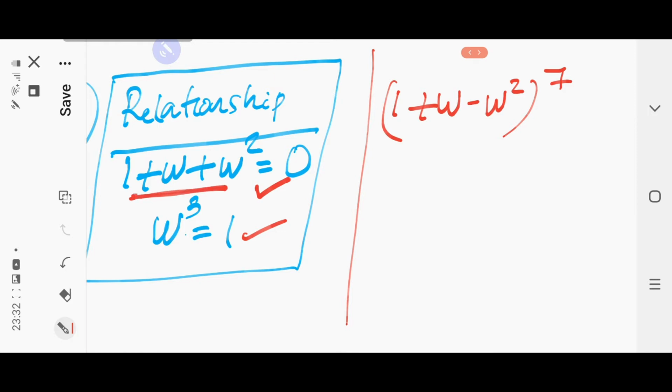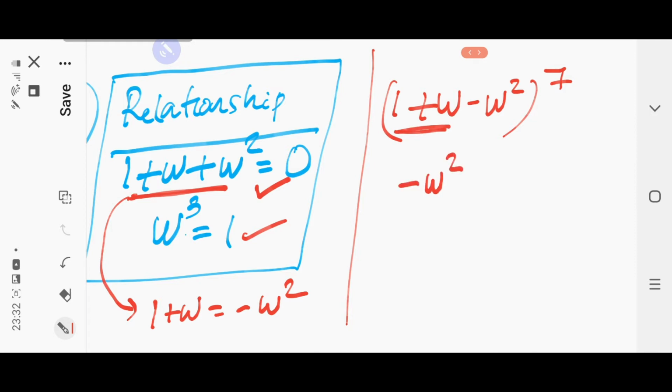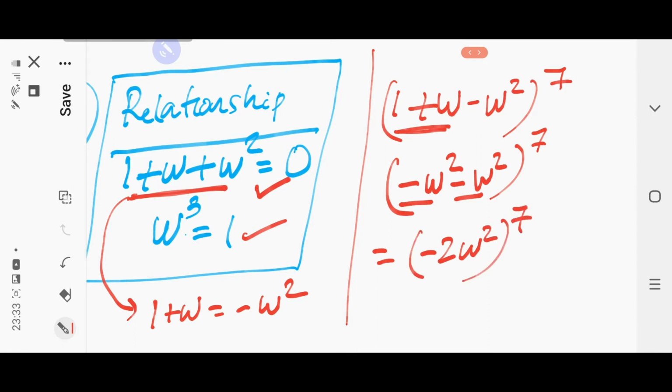From this equation, what is 1 + ω? You can write it as −ω², right? Therefore, in the place of 1 + ω, you write −ω². Minus, here it is again ω², the whole raised to 7. And what is −ω² − ω²? It is −2ω², the whole raised to 7. That means (−2)⁷ and (ω²)⁷ also raised to 7.